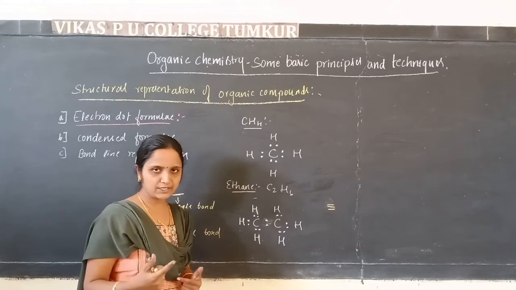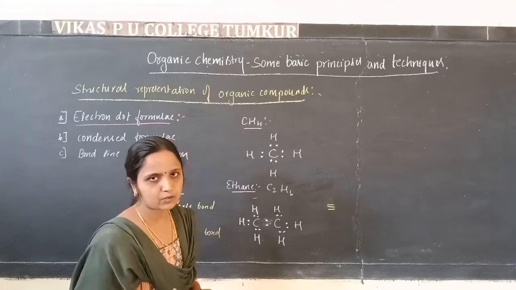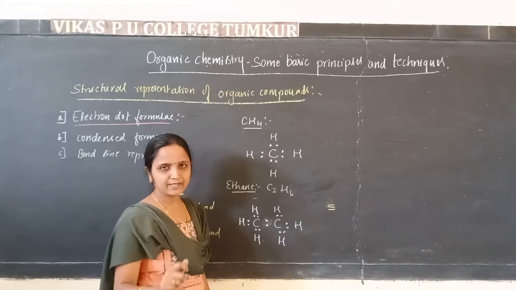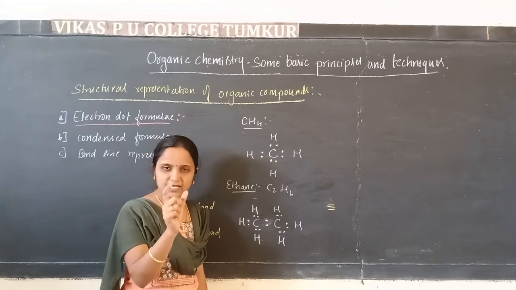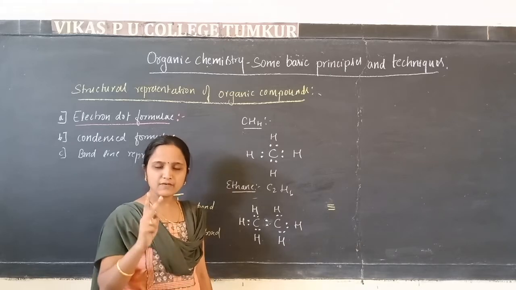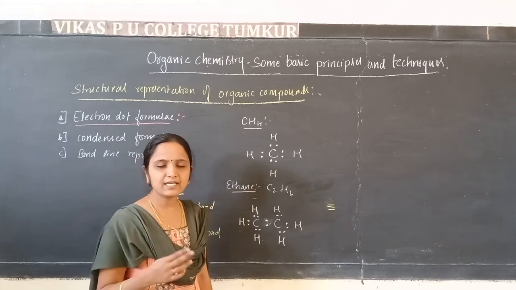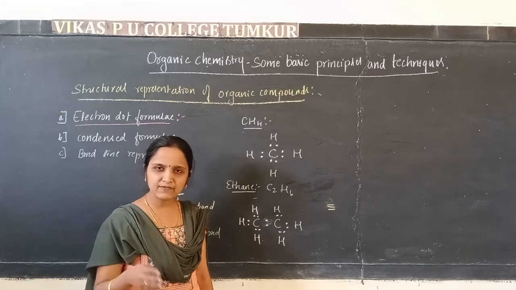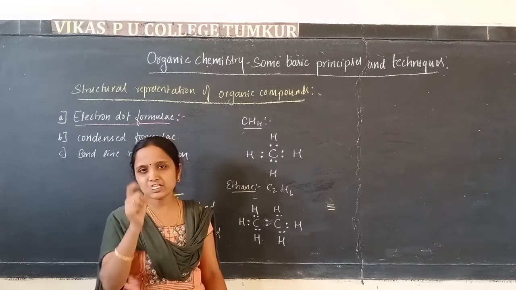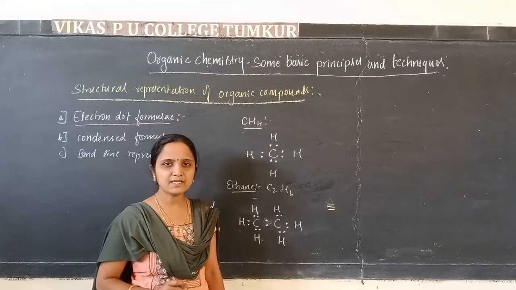One dash represents a pair of electrons. This pair of electrons is indicated by one dash. So one dash means there is a pair of electrons. If there are two dashes, two pairs of electrons are present. If there are three dashes, there are three pairs of electrons. Each pair of electrons represents one bond.